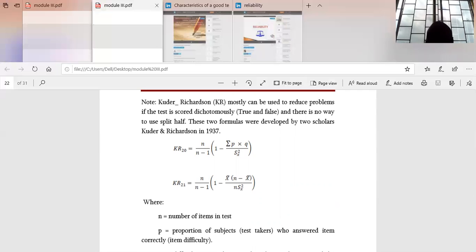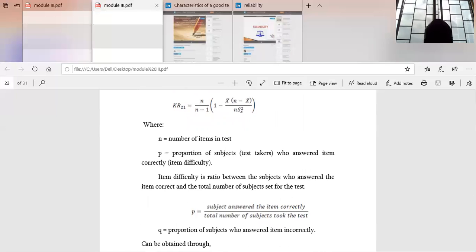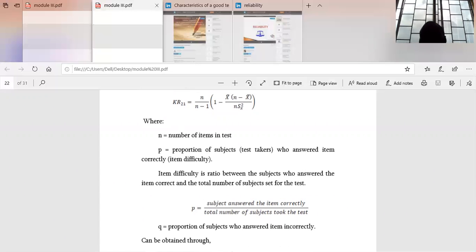So to calculate the consistency of the test using KR20, you take the total number of items over the total number of items minus one, in brackets, one minus the summation of the proportion of those who got the item correctly times those who got the item wrongly, divided by the standard deviation squared, which is S square. So how to calculate the P, there is a formula again.